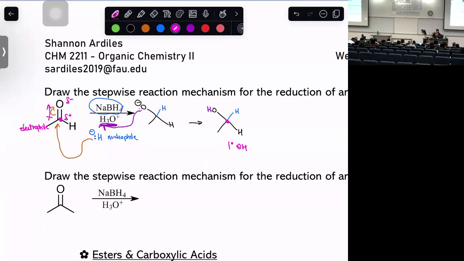Okay, make sense? Yes. The nucleophile, is it from the NaBH4? Yes.